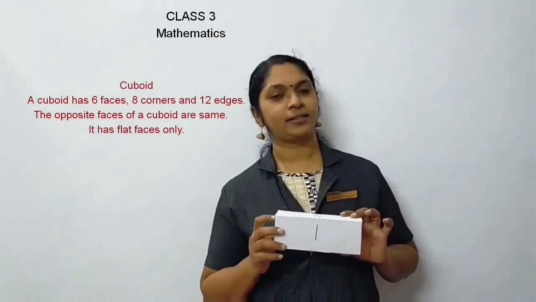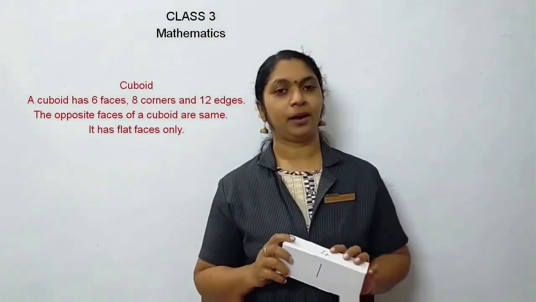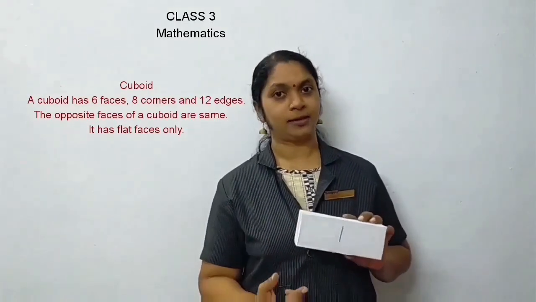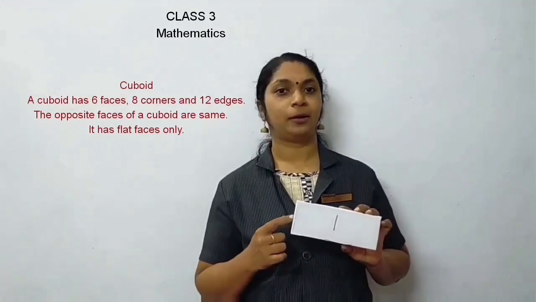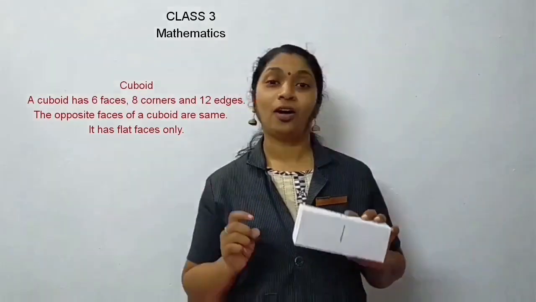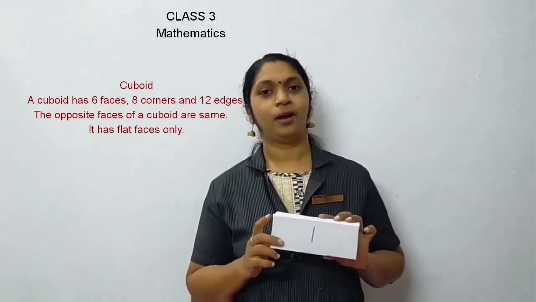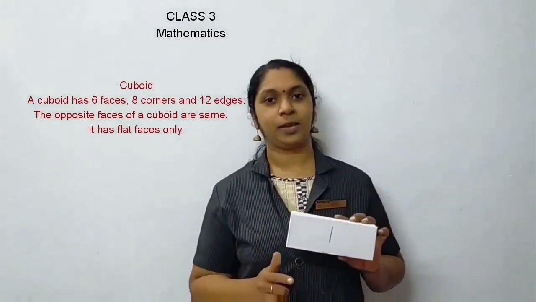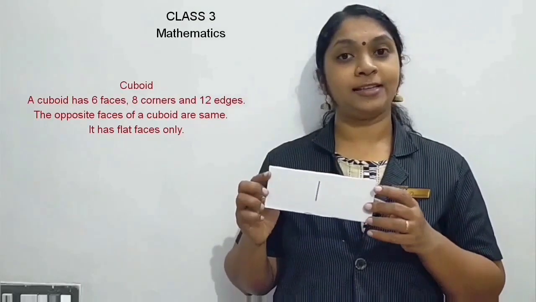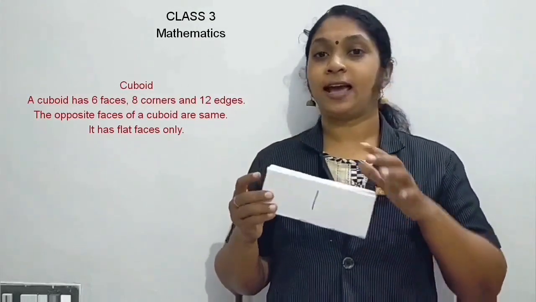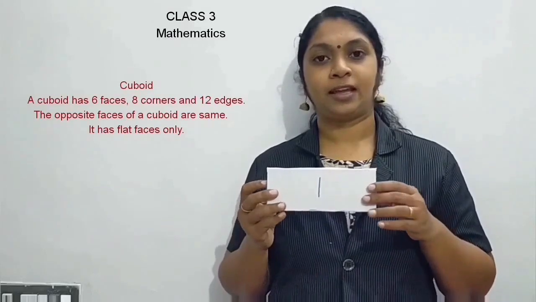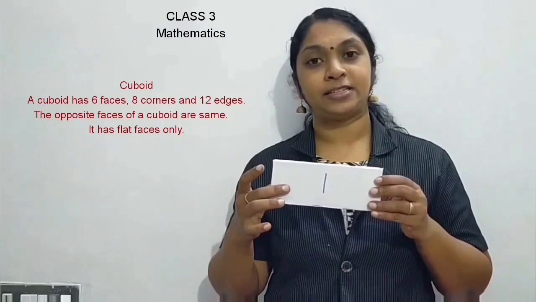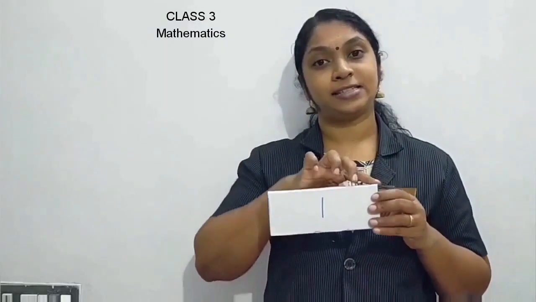All the characteristics of cube and cuboid are same, but the only difference is cube is made up of squares and cuboid is made up of rectangles. All the faces of a cube are same. On the other hand, the opposite faces of a cuboid are same. A cuboid also has flat faces and flat edges only. We can say that a cuboid has 6 flat faces and 12 flat edges.